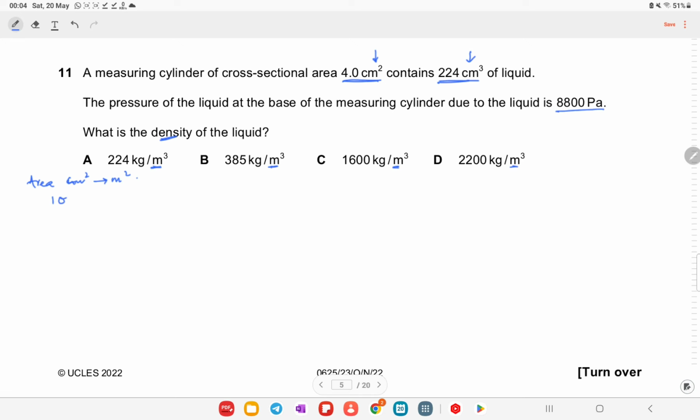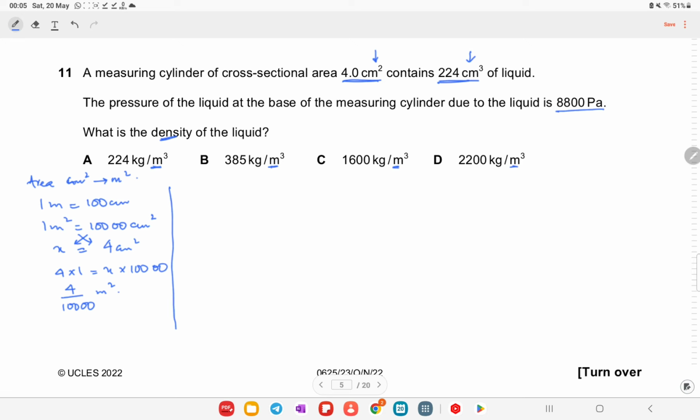So we know that 1 meter equals 100 centimeter. Squaring on both sides, you will end up with this. Then we have to convert 4 centimeter squared equals x. Now you do the cross multiplication. So it's going to be 4 times 1 equals x times 10,000 centimeter squared. So 4 divided by 10,000 gives 4 times 10 to the power minus 4 meter squared, which is the conversion for area.